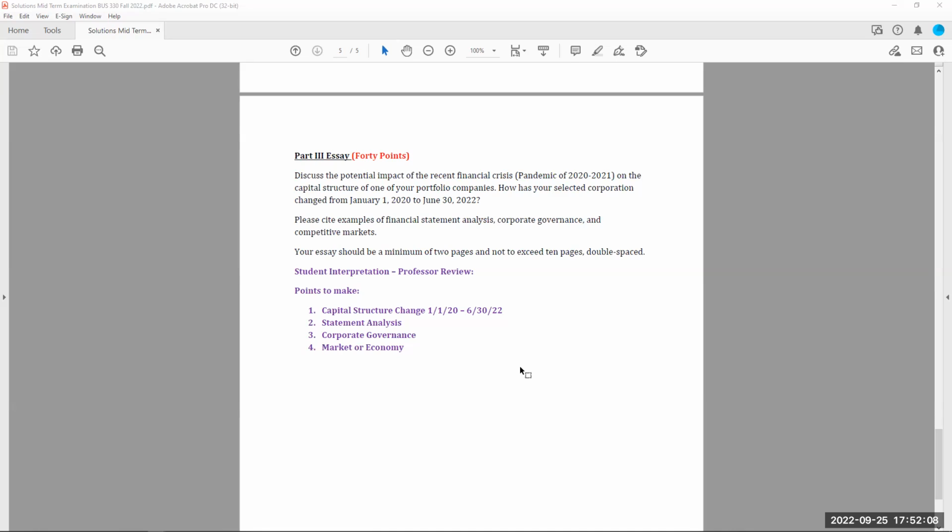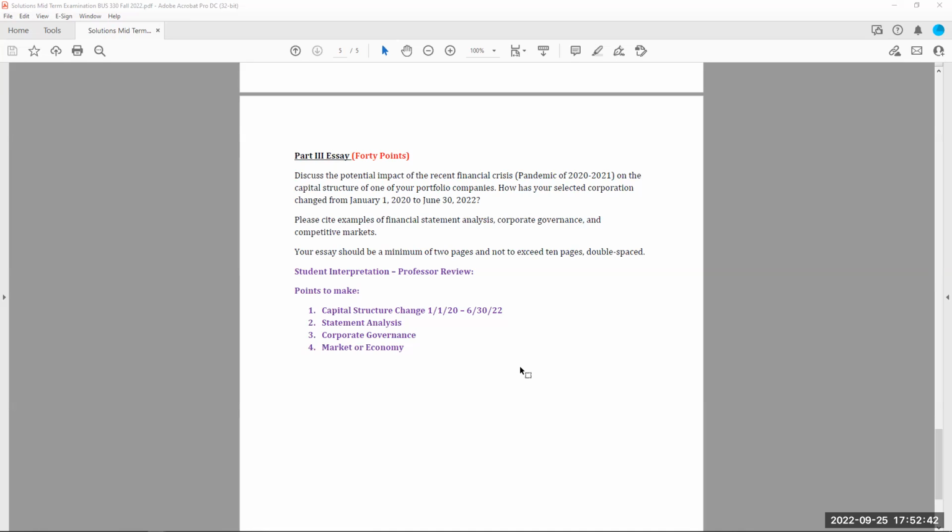Financial statement analysis, corporate governance, how the company has changed in leadership, and how the company has been affected by the market or the economy. Many of you, all of you, had that, and I was very impressed by all your answers. You did a fine job on that. But the difference between an A and a 100 and a 95 for many of us was not having maybe a review of how the debt position and the capital structure position changed over that time period. That tells a lot about a company. So that's what I was looking for.